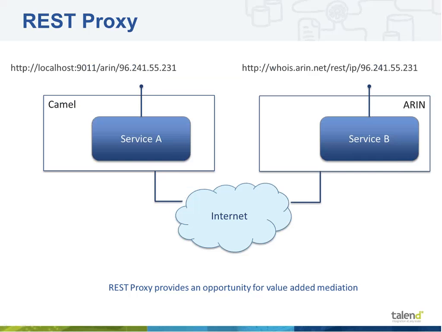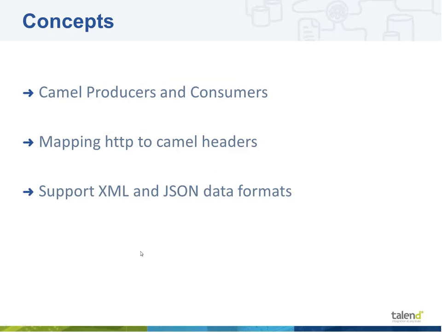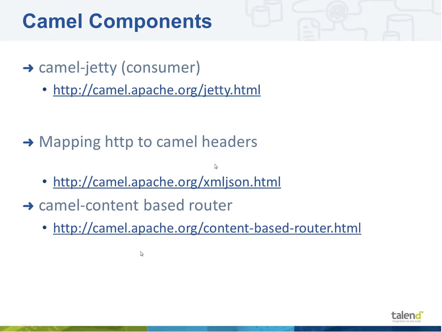In the course of our example, we're going to cover a few key Camel concepts. We will talk about HTTP producers and consumers in Camel, and how Camel maps HTTP headers to Camel headers. We'll also talk about the relationship between message headers in Camel and exchange properties. Finally, we'll show you how to use data formats in Camel to seamlessly transform from XML payloads to JSON payloads.